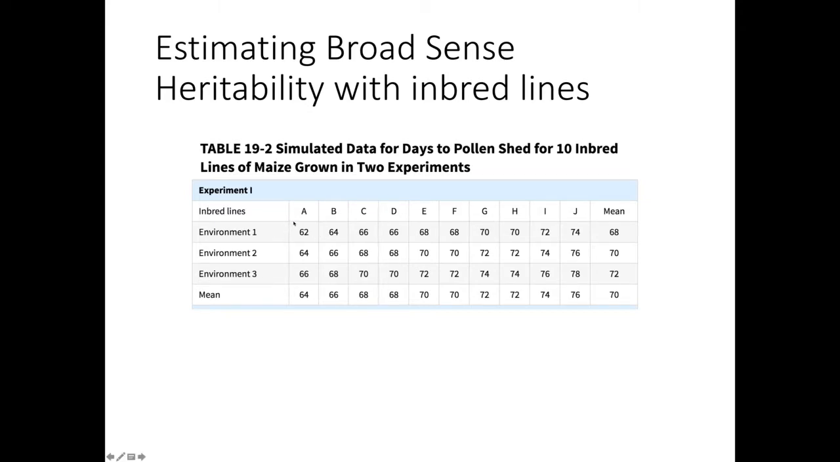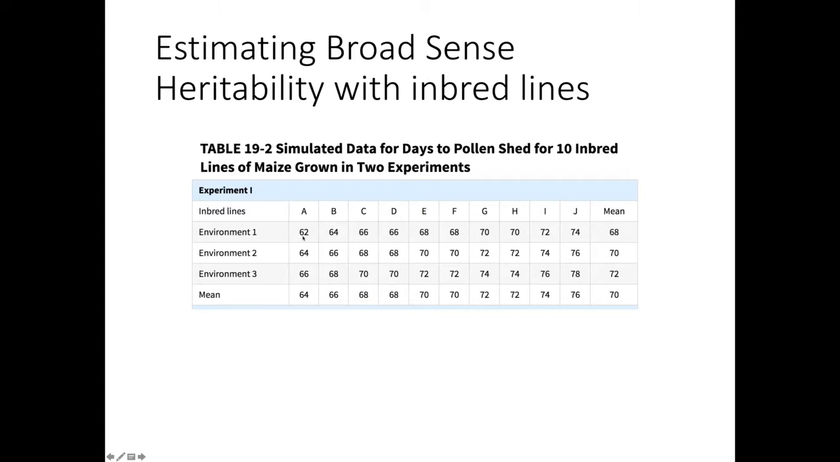Anyway, one can see that one has a bunch of inbred lines, A, B, C, D, and these are so inbred, so they're completely homozygous, and all the individuals in the line are genetically identical. And one can do this experiment and repeat it across different environments. So in environment 1, line A had 62 days, and B 64 days, so on and so forth. These ones take a little bit longer to mature.